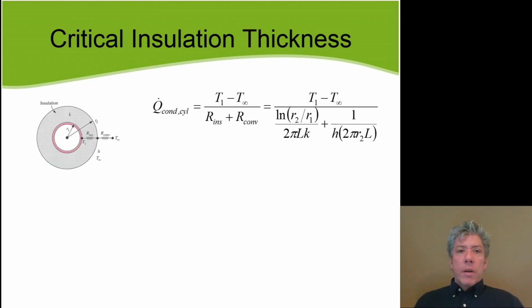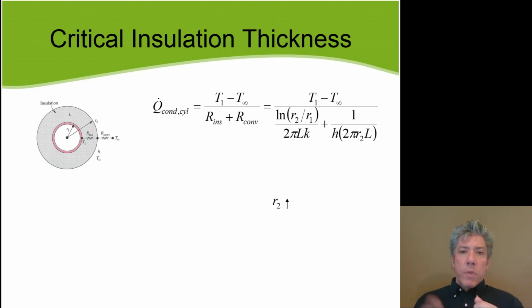Now, if you think about what goes on when you add insulation to a pipe, you're actually increasing the surface area where convection is taking place. And so you're actually helping out the convection and increasing the rate due to convection. So is there some critical thickness of the insulation where you're actually shooting yourself in the foot and it's worse than nothing? Actually there is. Let's think about this.